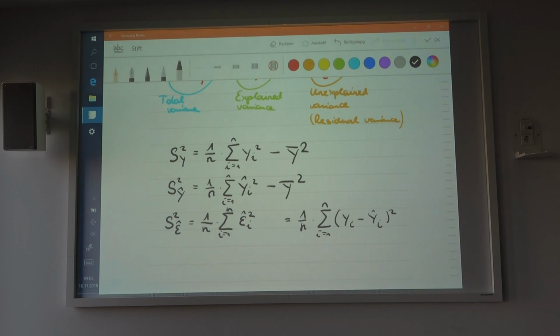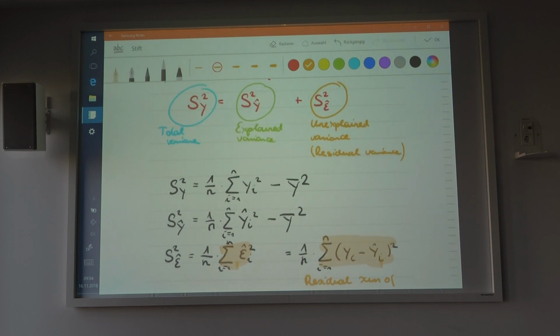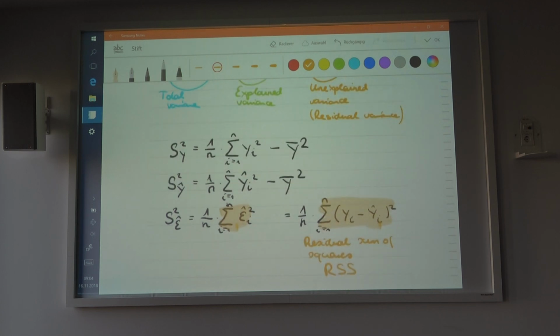So this expression here, or in particular this one, is called the residual sum of squares. The residual sum of squares is also denoted as RSS. I think sometimes in exams they use this notation RSS, meaning the residual sum of squares. In the previous setup, if you divide this by n, then you get the variance of the unexplained part, or the residual variance. And then here you have the residual sum of squares.